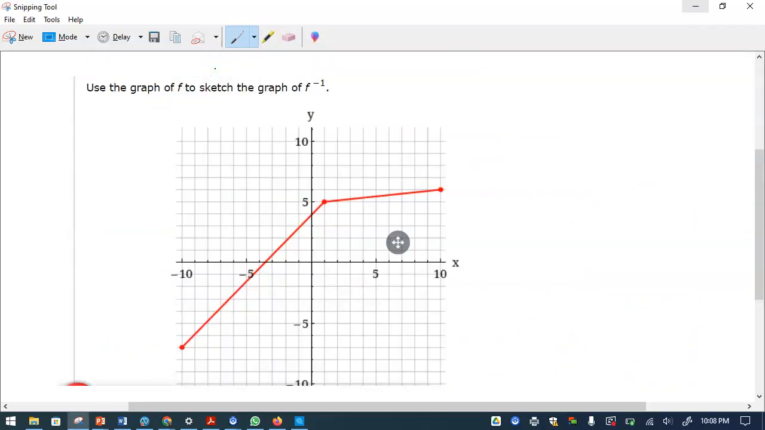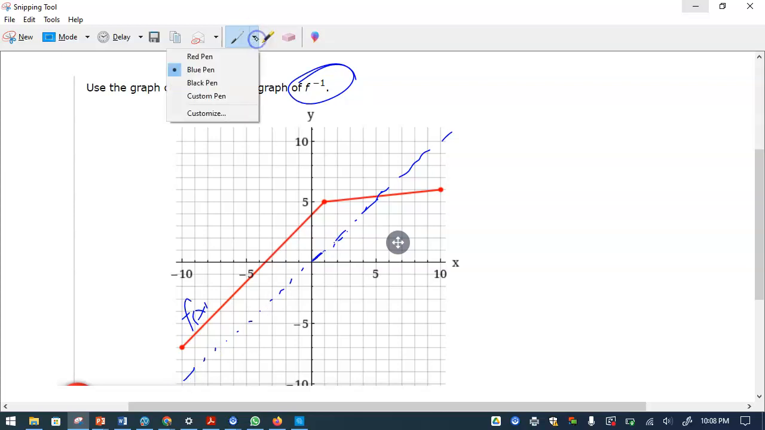Now to sketch the graph of the inverse function, all they gave us is the f function, that is f of x, and you need to sketch the inverse. Now for this, of course, you can use your commons, and I want to draw dotted y equals x. So this is y equals x, and you have to reflect this over this line.